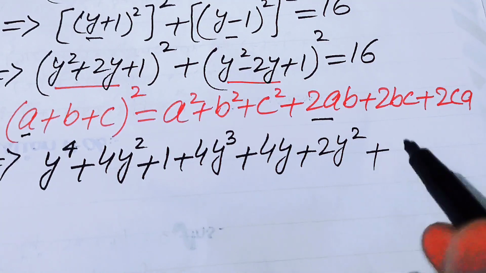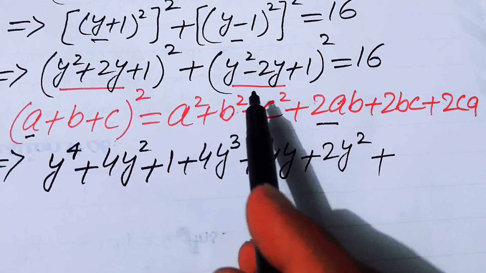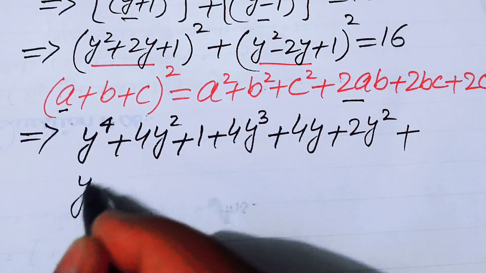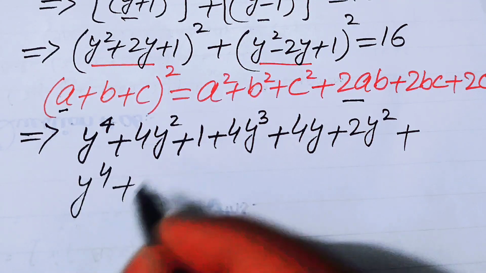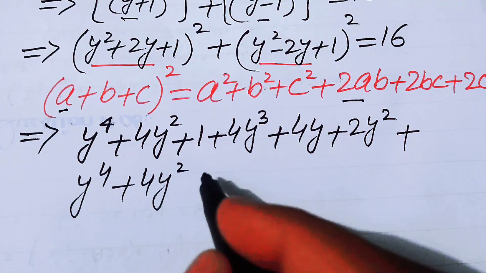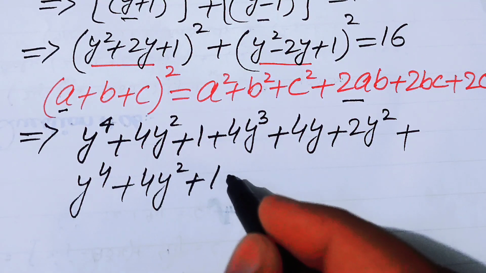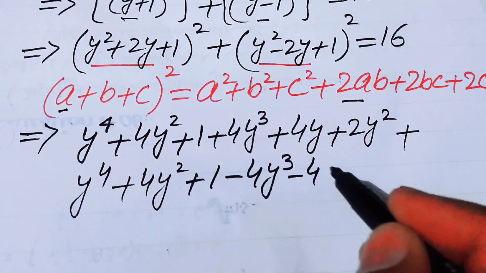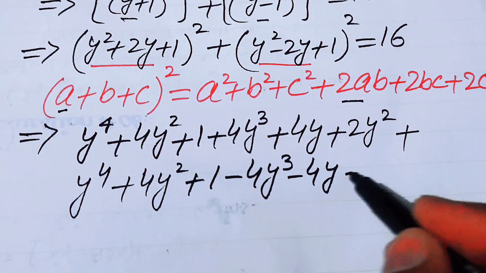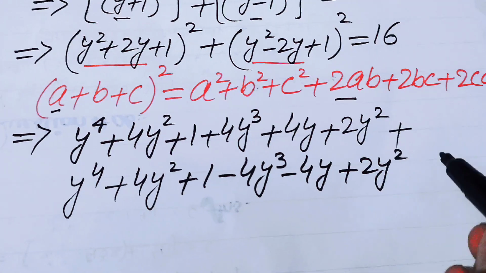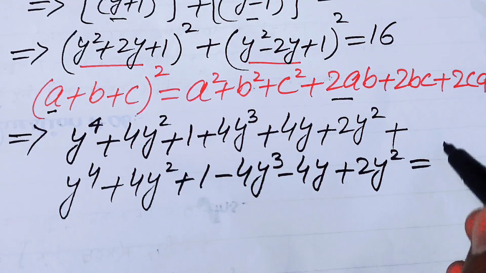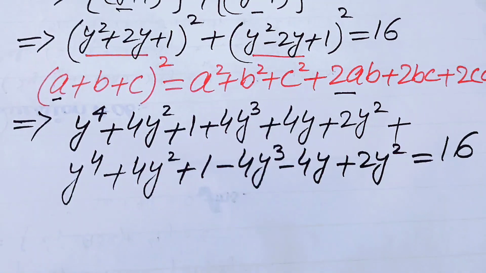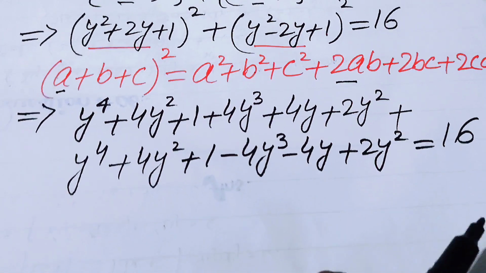And plus now we can open similarly this formula, and here you get y². So you know that y² is equal to y^4 + 4y² + 1 − 4y³ − 4y + 2y² is equal to 16. So now I can apply this formula on both of the terms, and you get the output in this form.